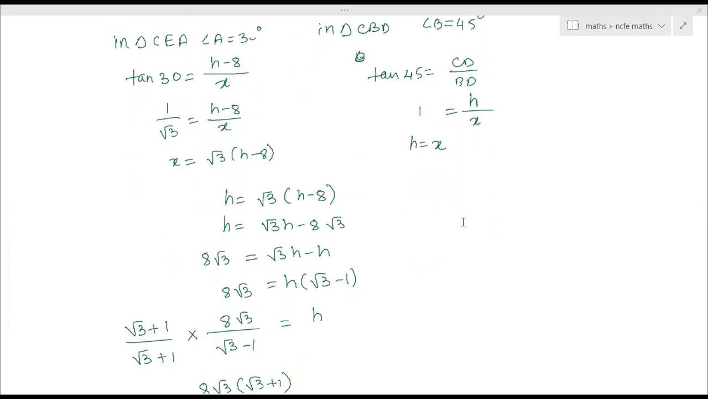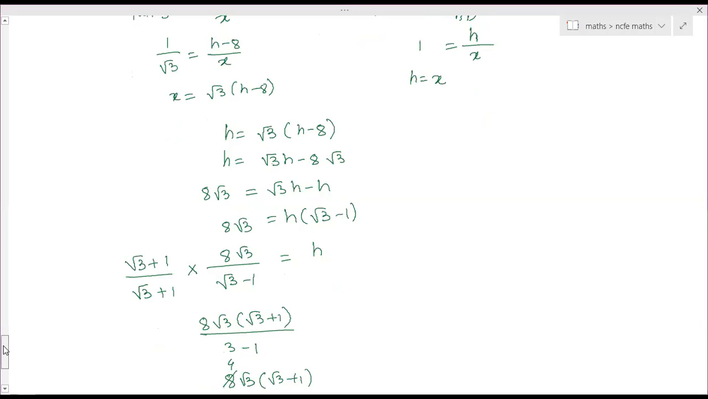Ma'am, could we simplify more by taking 4 common in the final answer? Yeah, like 4 into 3 plus root 3, and 3 plus root 3. Yes, you can do. Okay, ma'am. And then value of root 3 is given, you have to substitute.